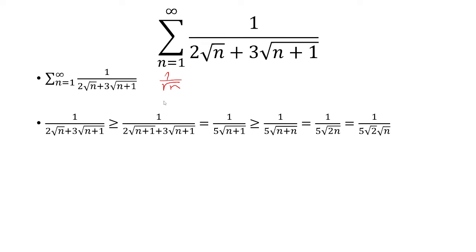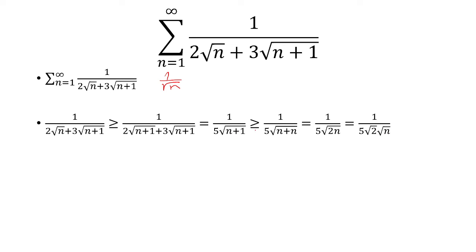And I want to find something even smaller than that. Okay, so how do I make something even smaller? I'm going to make the denominator bigger. So instead of n plus 1, I'm going to put n plus n. So n plus n is just 2n, which I can factor out the square root and have 1 over 5 times square root of 2 times square root of n.